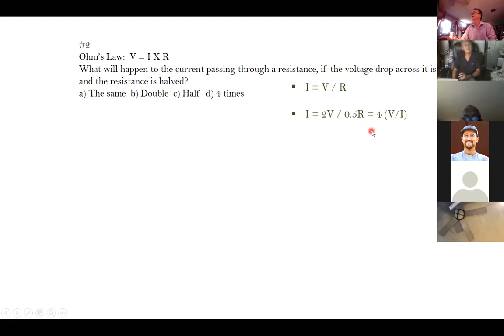Okay. The question asks, what is the current? No, they're asking what happens to the current. If the voltage drop across it is doubled and the resistance is halved, that means voltage doubled divided by 0.5, that means 4 times. Then what happens to the current? Current will be 4 times. Right, okay. So the answer will be D.